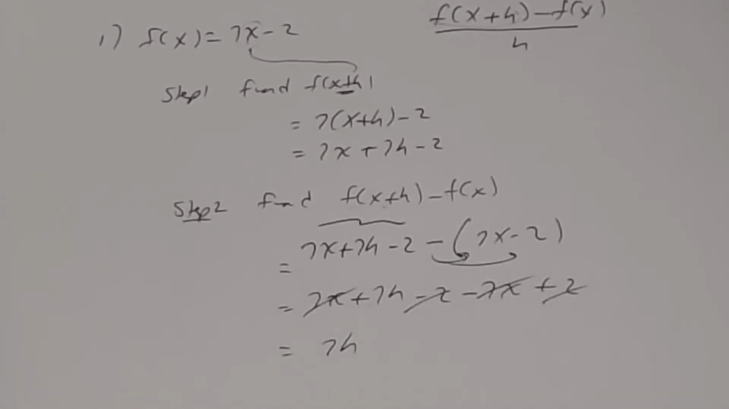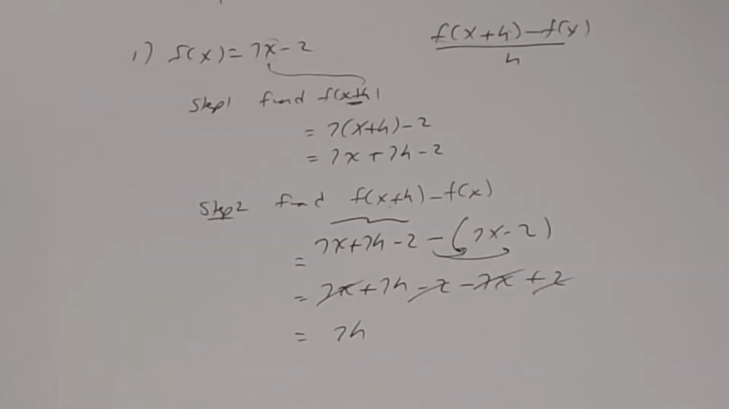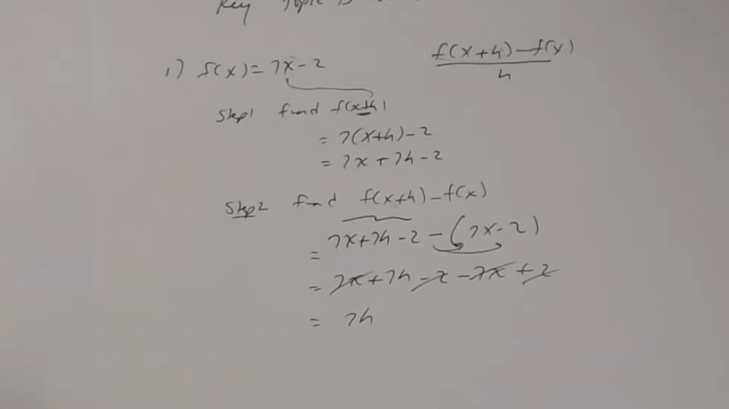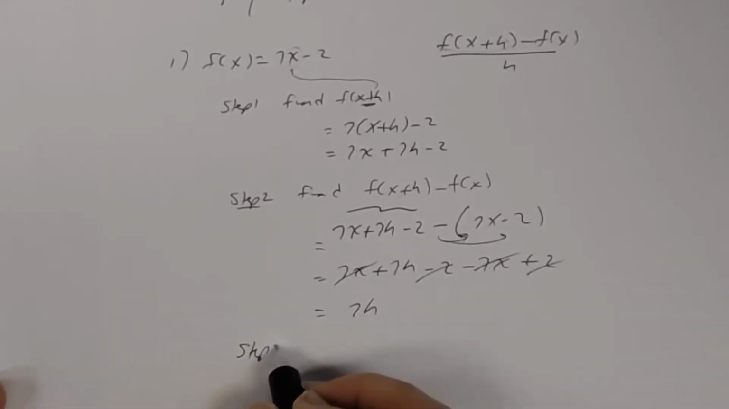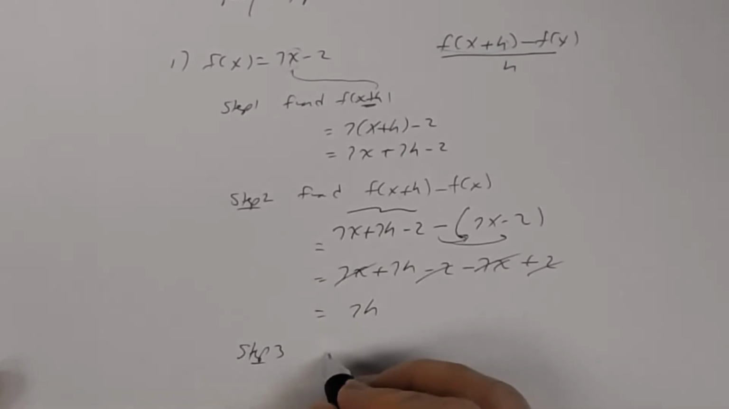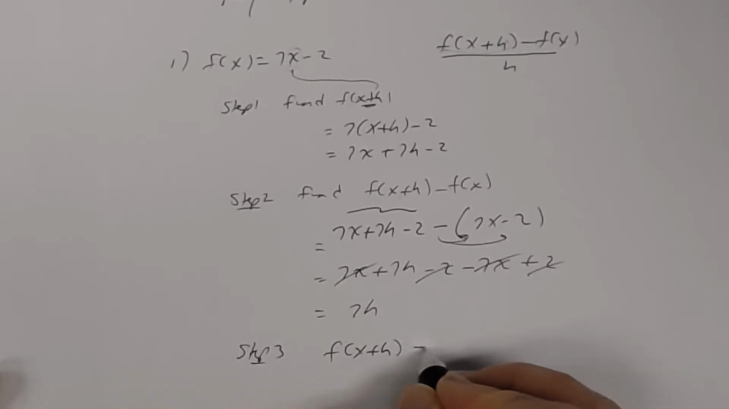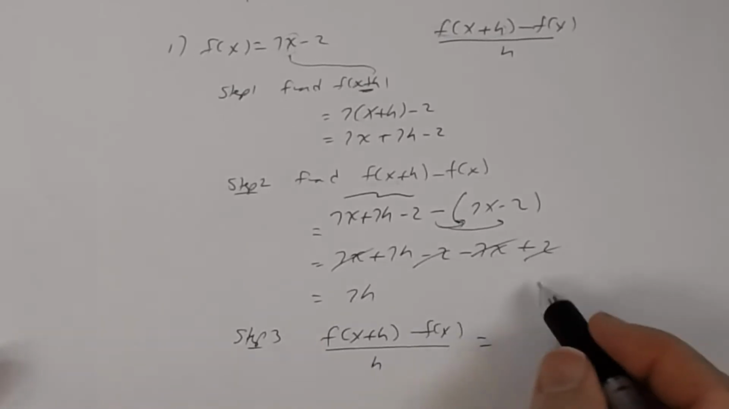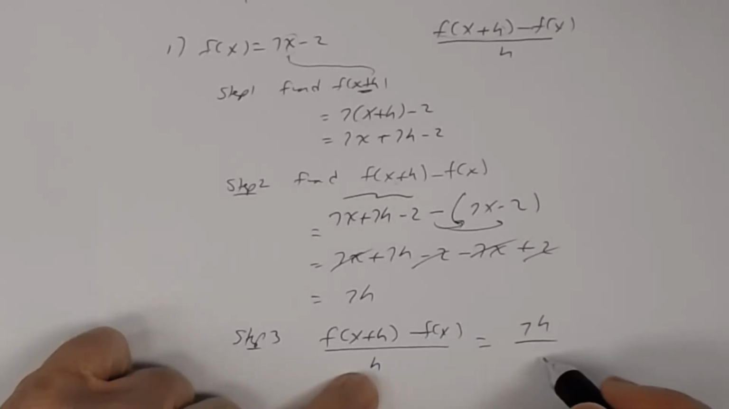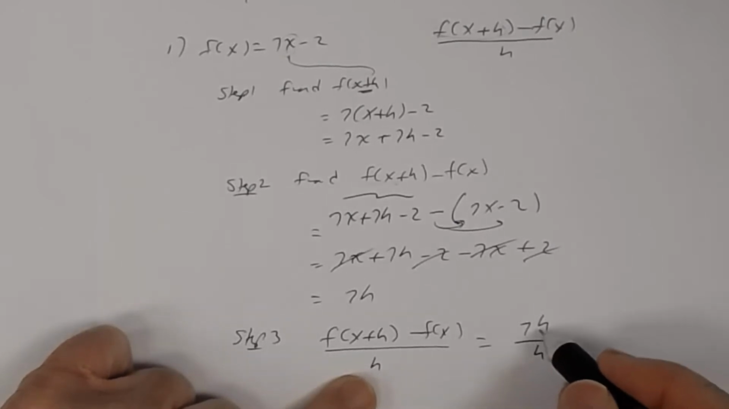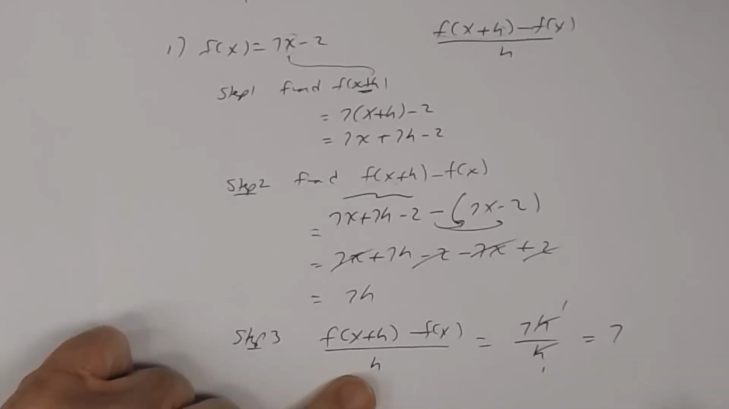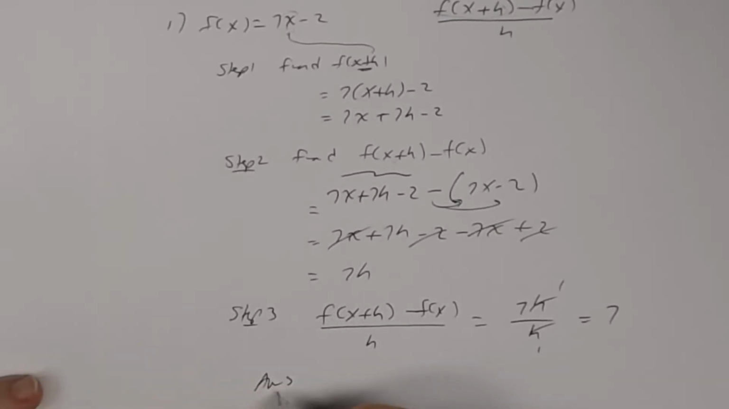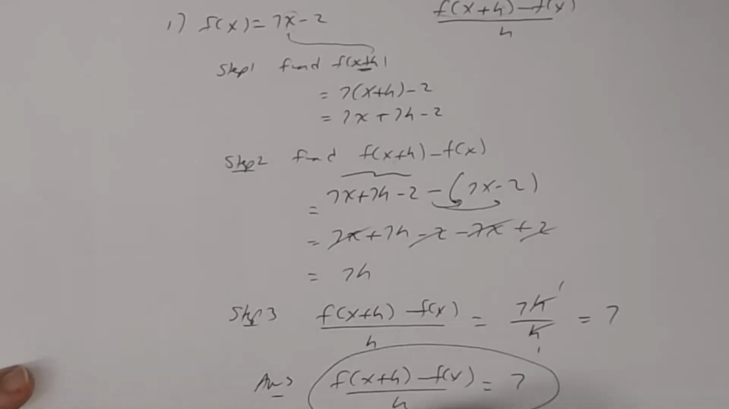So let me go ahead and make this a little bit smaller. Okay, so now step 3. Step 3 is to find this part now. So step 3 is to find the difference quotient. That's basically what you're finding now. You found the numerator. The numerator is this. The denominator is h. Don't forget to divide by h, and then you reduce. These divide out, and so the answer is 7. And so you're going to say this is the difference quotient equals 7. So that's your answer.